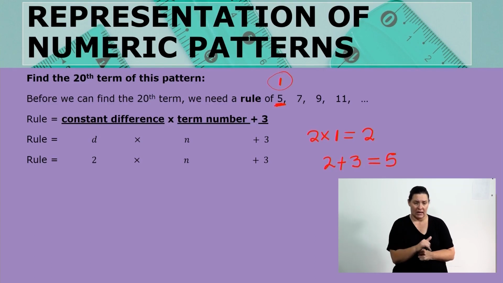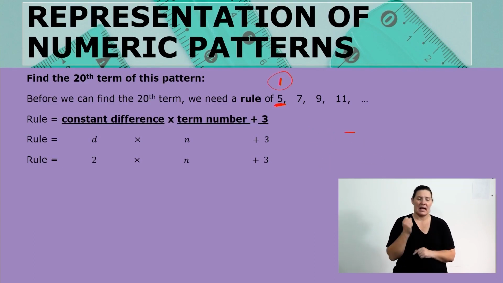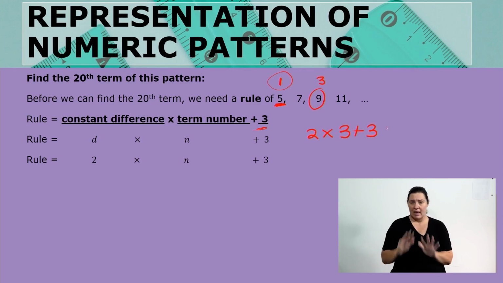Now to check if this is the same with all the numbers, we are just going to take the third term here, which is 9. So I'm going to take the constant difference, which is 2. I'm going to multiply it by the term number, which is 3. And then our rule says we are going to add 3. Let's see if it will give us our actual term, which is 9. So what is 2 times 3? It's 6. And then when we add 3, that's going to give us a 9.